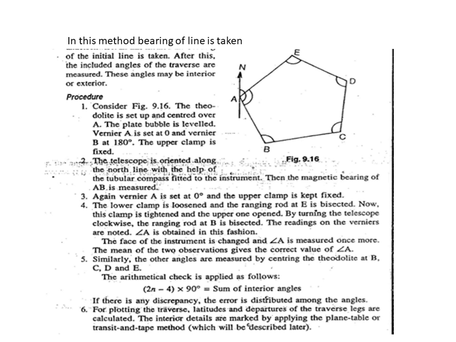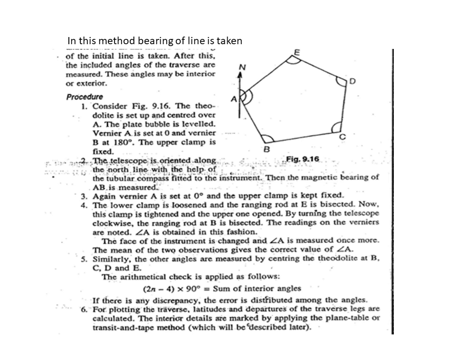Again, vernier A is set at 0 and upper clamp is kept fixed. The lower clamp is loosened and the ranging rod at E is bisected. Now the clamp is tightened and the upper one is opened. By turning the telescope clockwise, the ranging rod at B is bisected. The readings on the vernier are noted and the angle A is obtained in this fashion. The face of the instrument is changed and angle A is measured once more. The mean of 2 observations gives the correct value of angle.